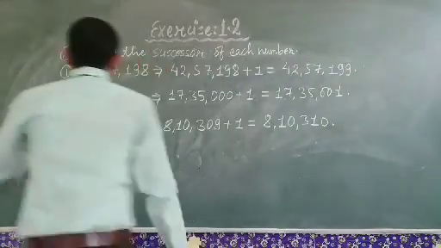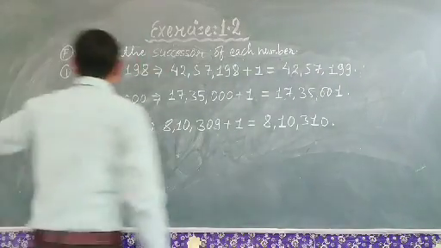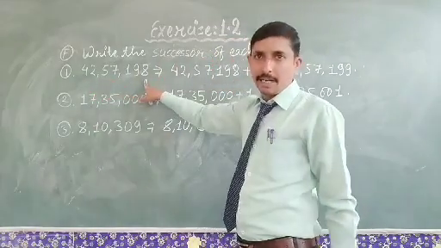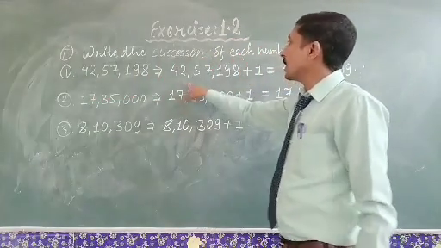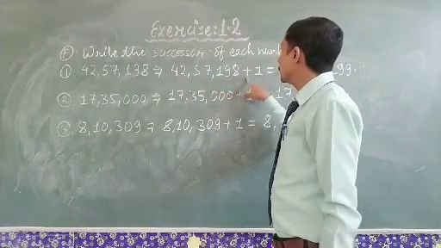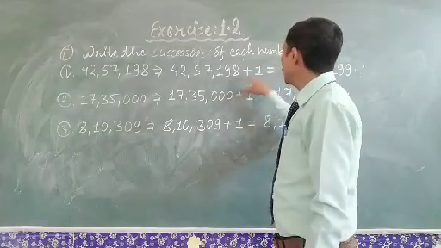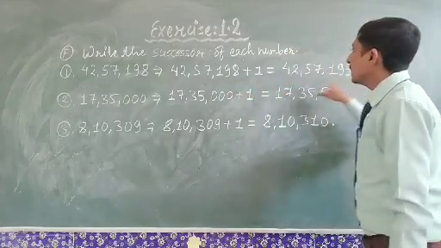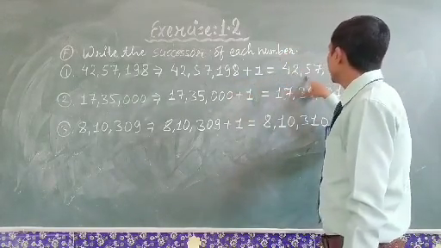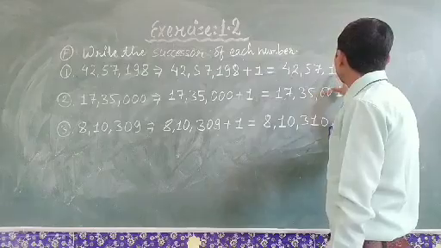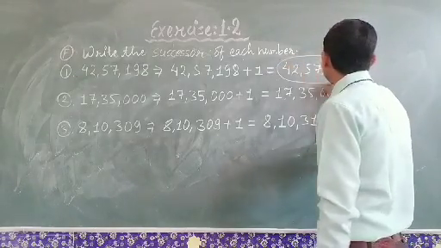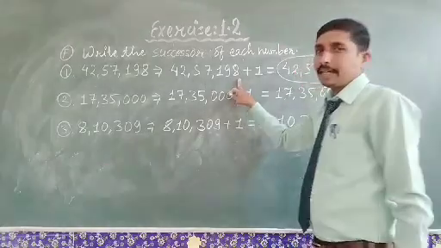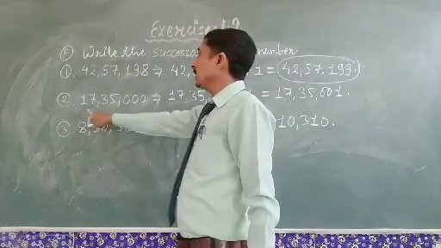So you see, first question is written here, that is 42,57,198. What we have to do? We have to rewrite the same number and put plus sign and add 1 to it. So when we add 1 to 8, we get 9. That means 42,57,199 is the successor of 42,57,198.